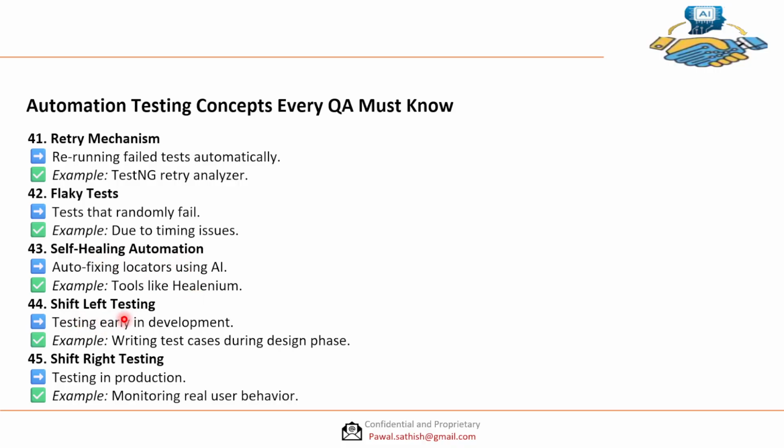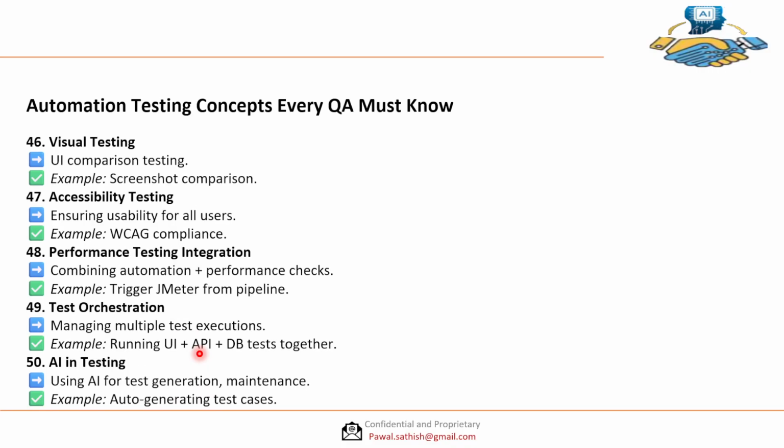Then next is shift left testing, which means testing early in the development, so writing test cases during the design phase itself. And shift right testing means testing in production, so monitoring real user behavior. As a full stack QA, we are involved right from the beginning. That means we do shift left testing and shift right testing also. We are doing all types of testing, and we should know all these concepts and terminologies.